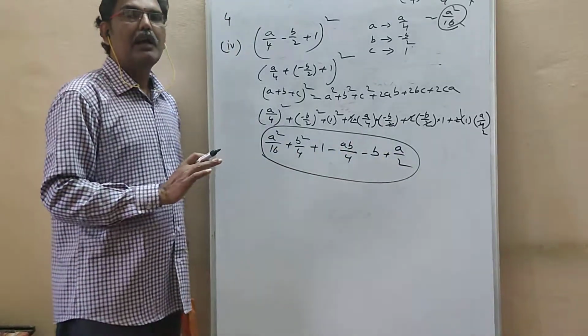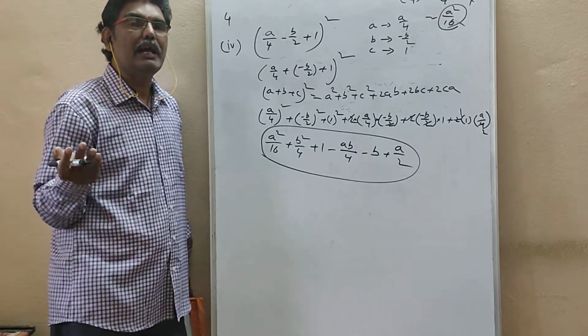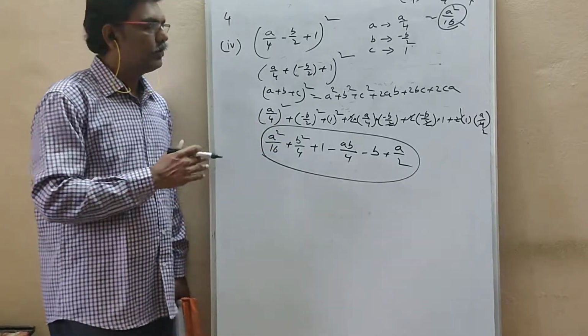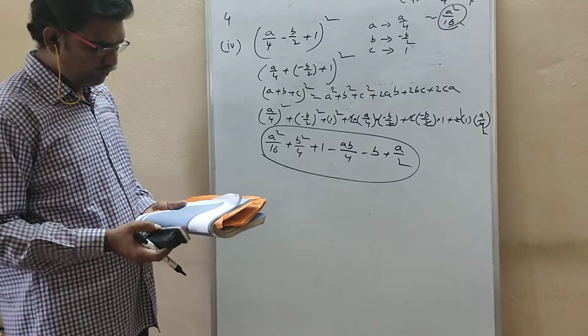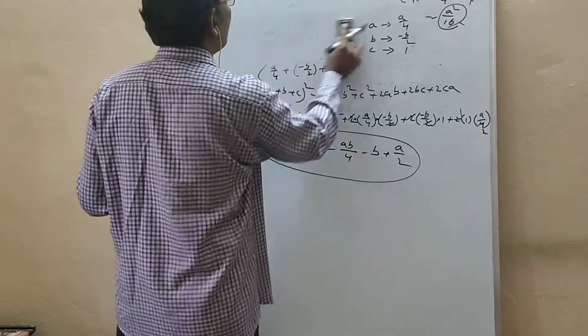All are unlike terms. They are not like terms. Like terms only can be added or subtracted. Unlike terms we can't. So we have to leave it like this. So the fourth problem we have to do like this. Now we will go for the fifth one. How should we do the fifth problem? See it.